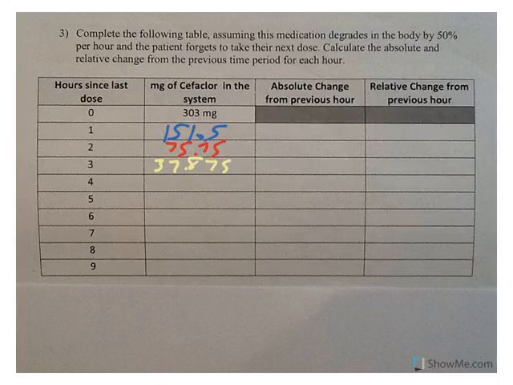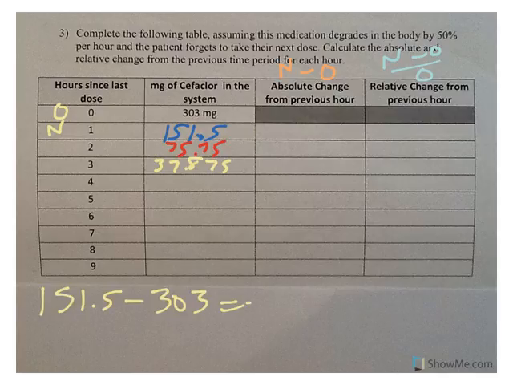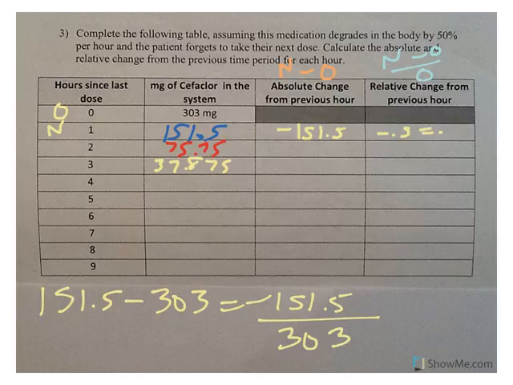But I want to go to the absolute and relative change columns. Remember, absolute change is new minus old. Relative change is new minus old divided by old. So let's just go from 1, where this is new, this is old. So we have new minus old gives me negative 151.5. So my absolute change is negative 151.5. Makes sense that it's negative, right, because we are decreasing. And then we divide by the old to get it relative, and we get negative 0.5 or negative 50%.